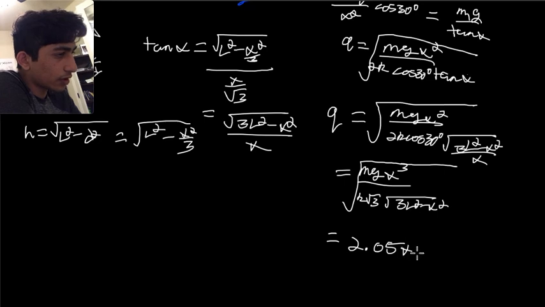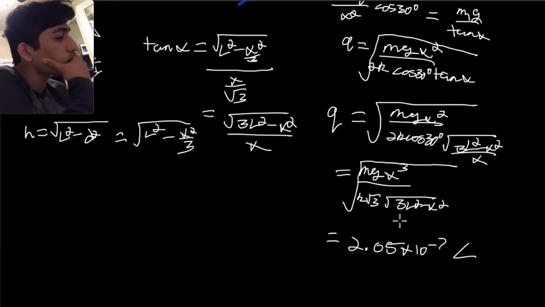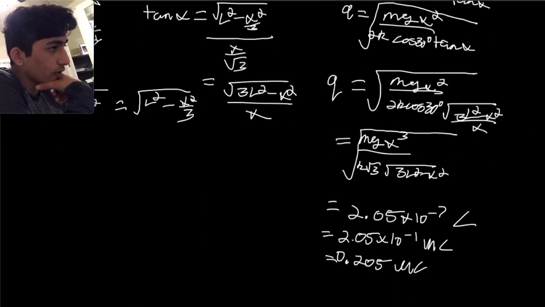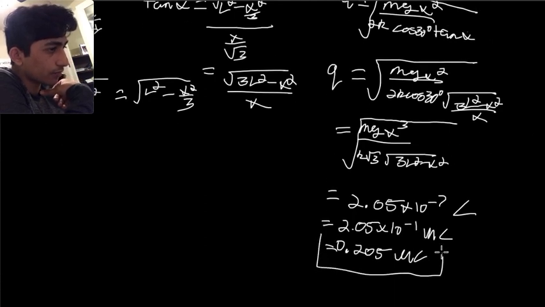And if I punch this into my calculator, I get that this is 2.05 times 10 to the negative 7 coulombs. And so a microcoulomb is 10 to the negative 6 coulombs. So then this is 2.05 times 10 to the negative 1 microcoulombs, which is just 0.205 microcoulombs. And that right there is your answer.